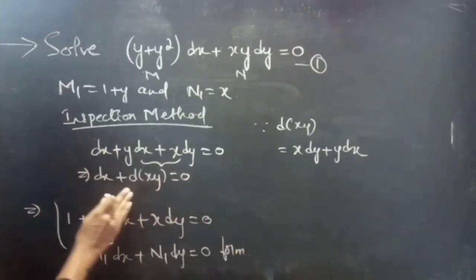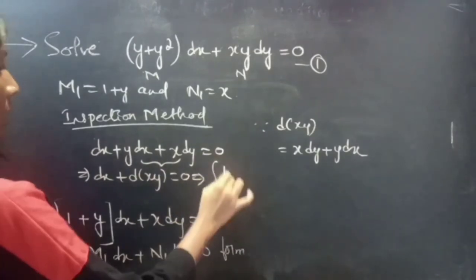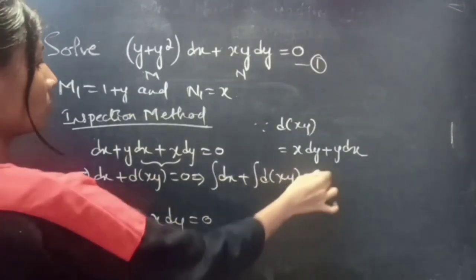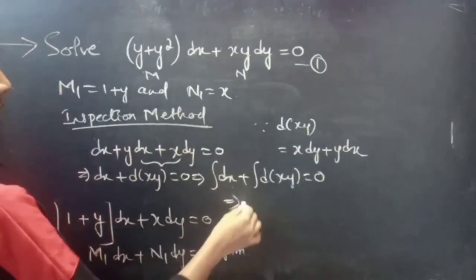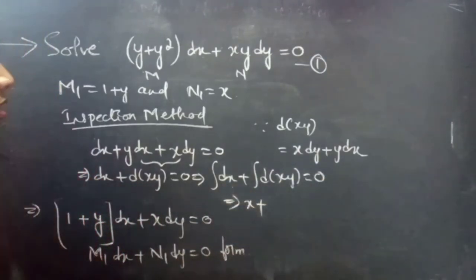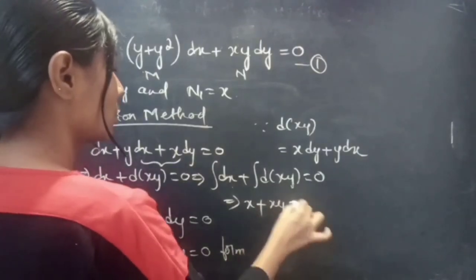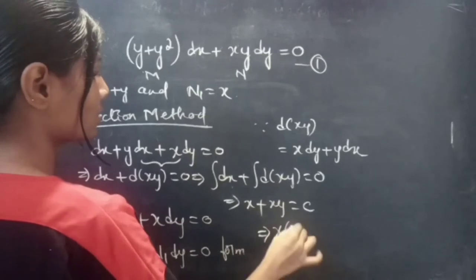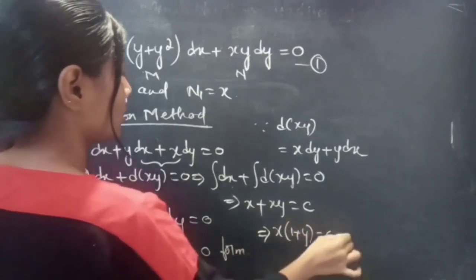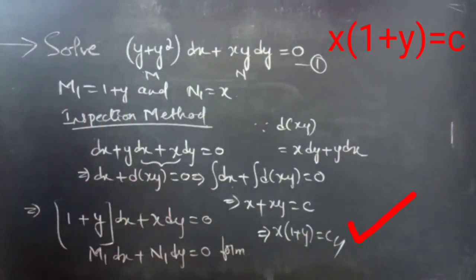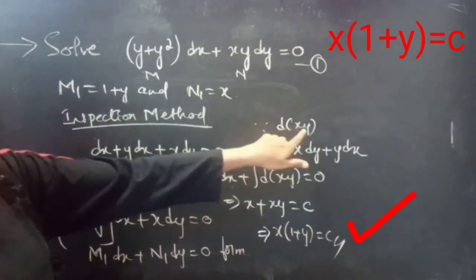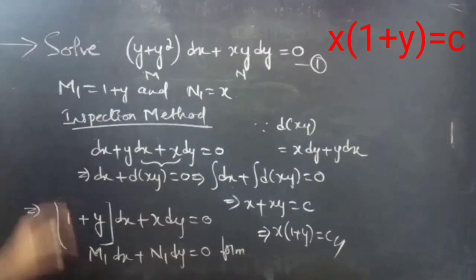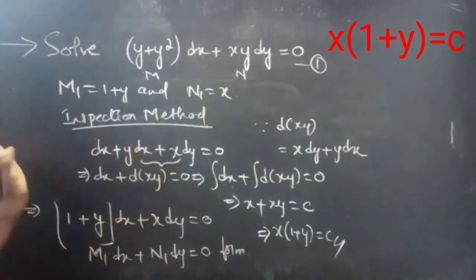Simply perform integration. Then you'll get integral dx plus integral d(xy) equals integral of the constant c. Then integral dx is x plus integral d(xy) is xy equals c. Then if you take x common from these two terms, you'll get x times (1 plus y) equals c. Since we know the formula of d(xy), which is x dy plus y dx, it is easy to use the inspection method.